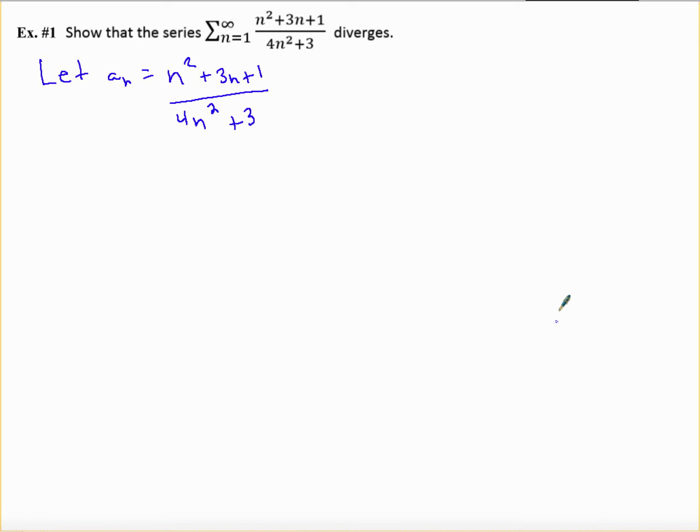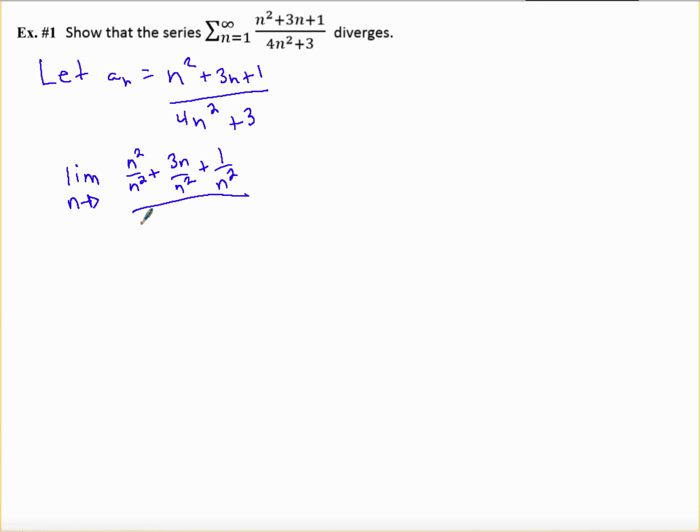Okay, so I'm going to take the limit of this bad boy, but I'm going to divide every single term by my highest exponent or power of n so that I can take the limit of each individual term. So let's take the limit as n goes to infinity of, I'm going to divide everything by n squared. It's my highest power of n. So n squared divided by n squared plus 3n divided by n squared plus 1 divided by n squared. That's my whole numerator. Fantastic.